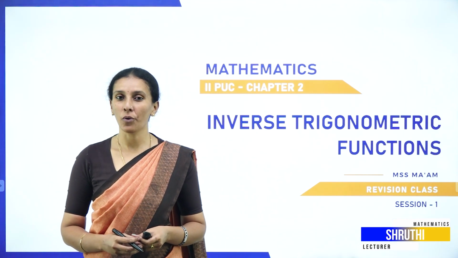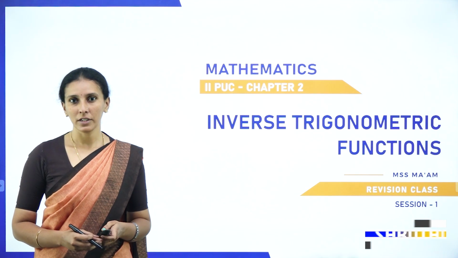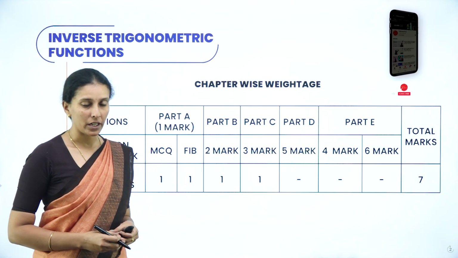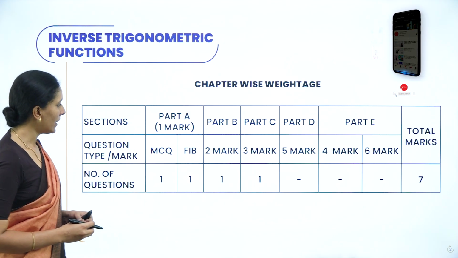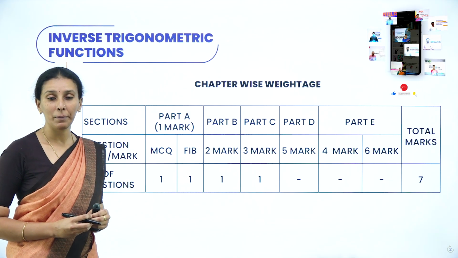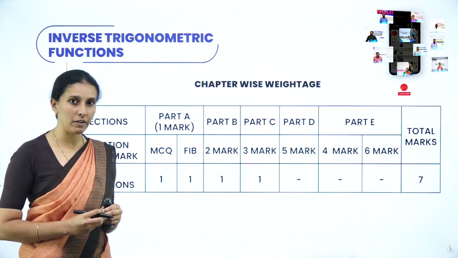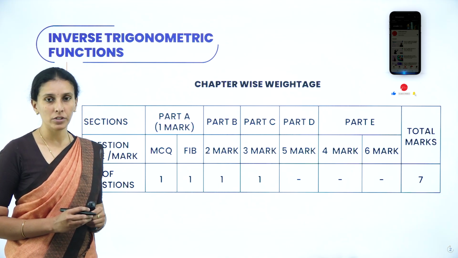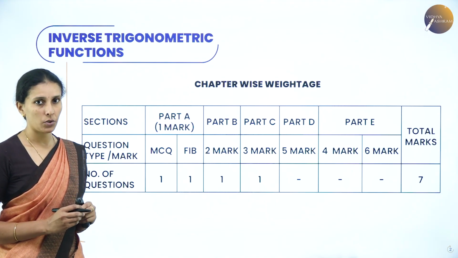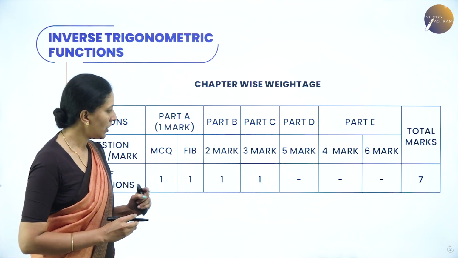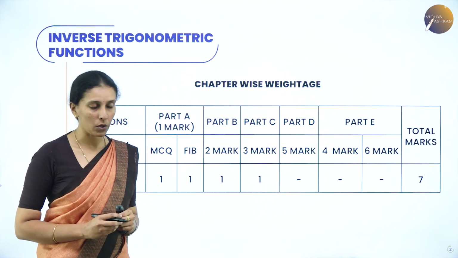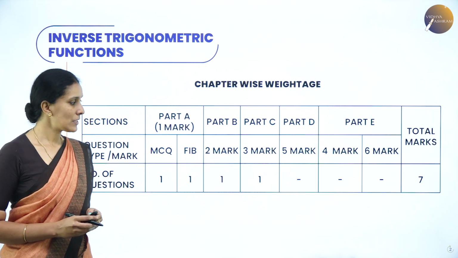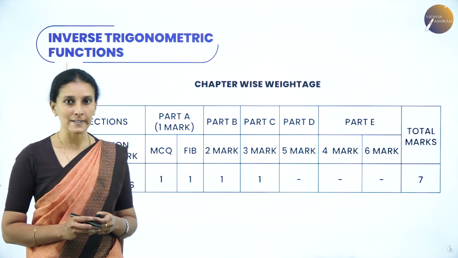In this session, we are going to revise the chapter Inverse Trigonometric Function. So let us see the chapter-wise weightage from this chapter. Under part A section, we'll be having 15 MCQs and 5 fill in the blanks. In that you will get 1 MCQ and 1 fill in the blank question, that is 2 objective questions from this chapter, and 1 2-mark question and 1 3-mark question. So overall you will get 7 marks from this chapter. Let's look up the type of questions and discuss them.